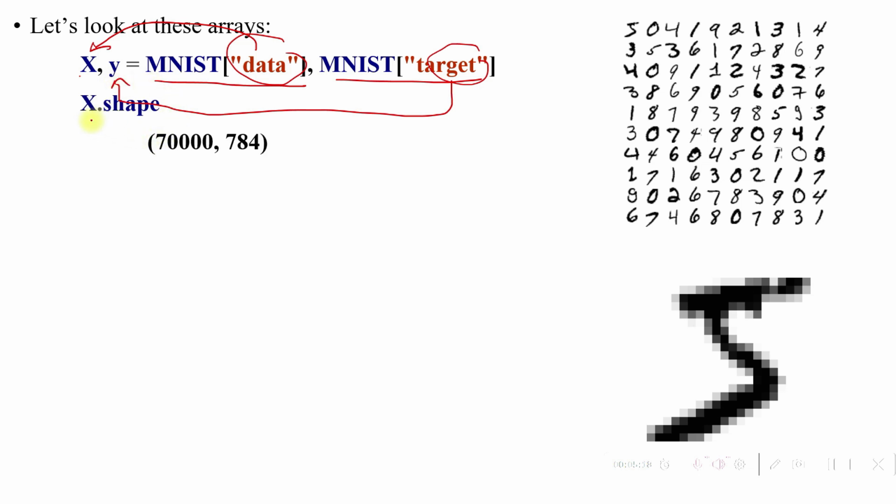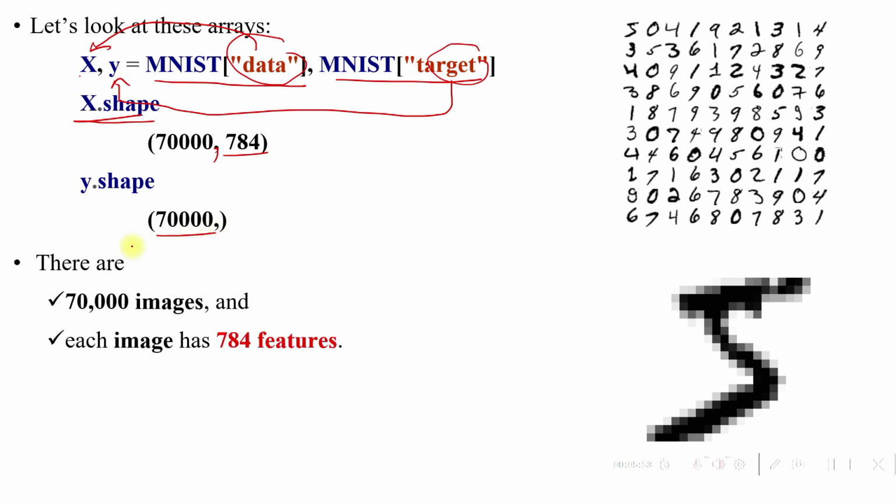Now the shape of X is 70,000 images, and each image has size 784. That means the shape of the X variable is 70,000 images and 784 features. And the shape of the target variable contains only 70,000 instances. So here 70,000 images are there, and each image has 784 features.